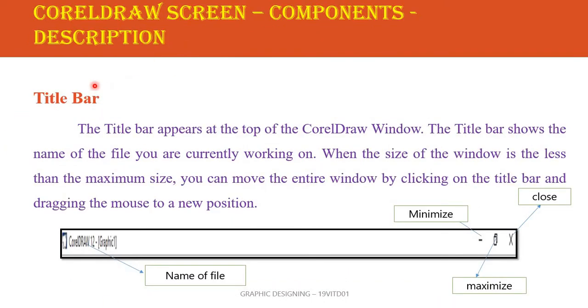Now we are going to see the components and their descriptions. The first component of the CorelDraw screen is the title bar. This title bar appears at the top of the CorelDraw window. It shows the name of the CorelDraw file which you are currently working on, and it also has 3 more buttons: minimize button, maximize button and close button. Using the minimize and maximize buttons, you can resize the CorelDraw screen. Using the close button, you can close your CorelDraw application. We can move our CorelDraw application by using this title bar.